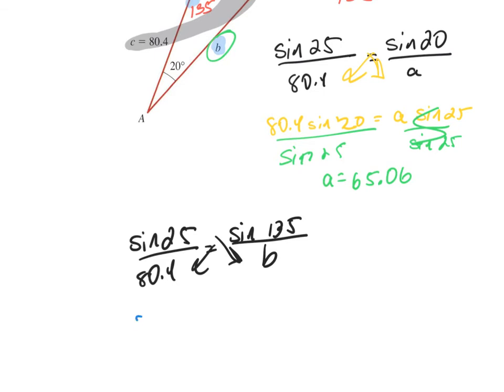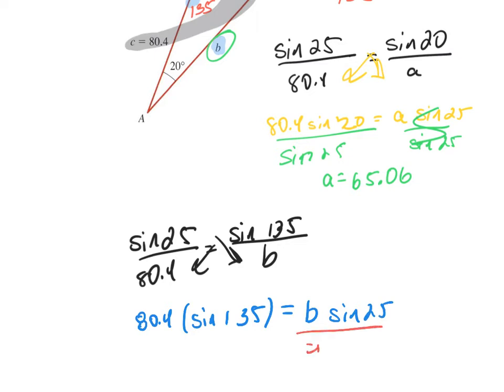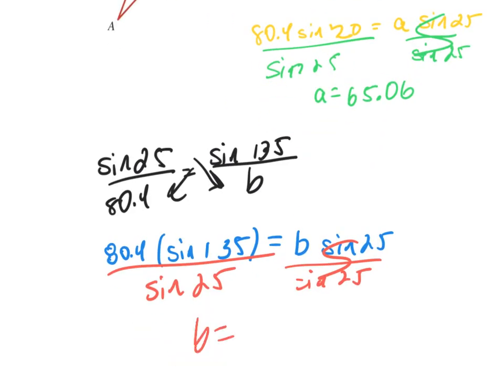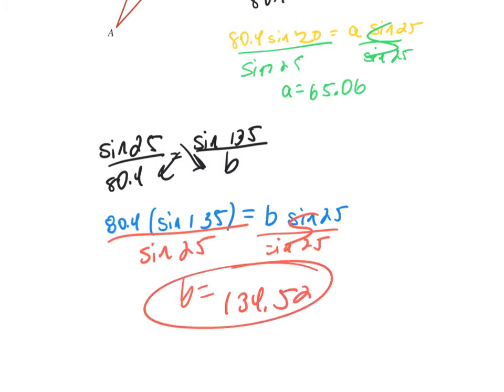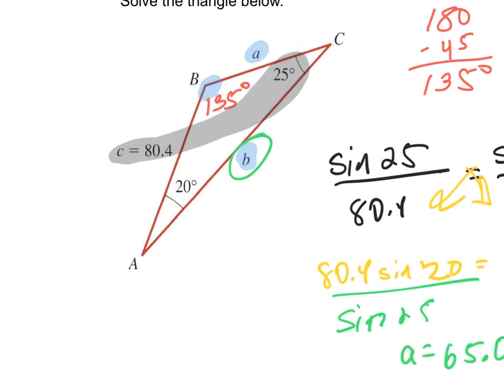So you have 80.4 times the sine of 135 equals B times the sine of 25. I'm going to divide both sides by the sine of 25. Again, we're in degrees, don't forget, and B is approximately 134.52. And there we go, we solved the triangle. We solved for side B, side A, and angle B.